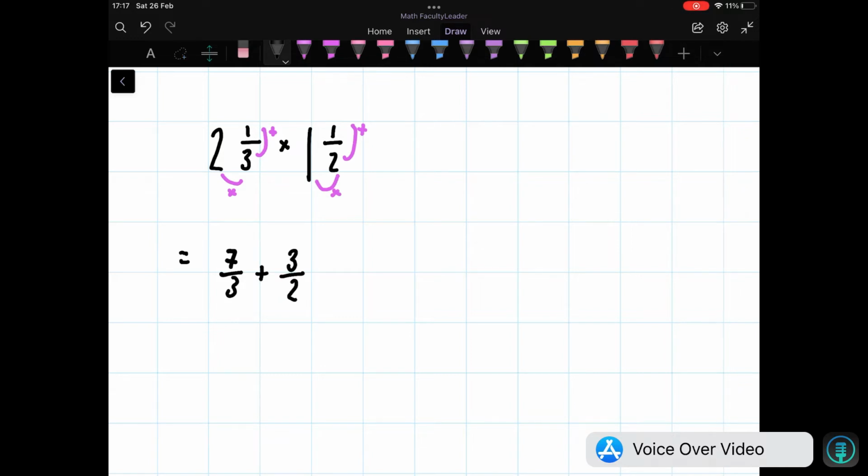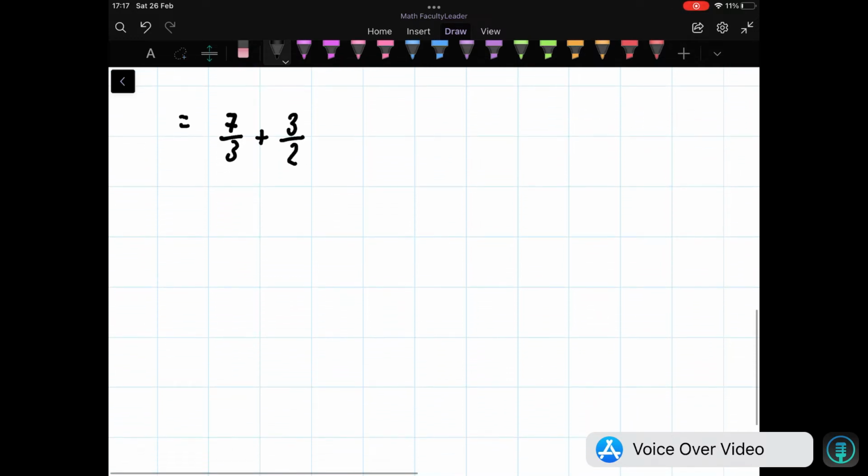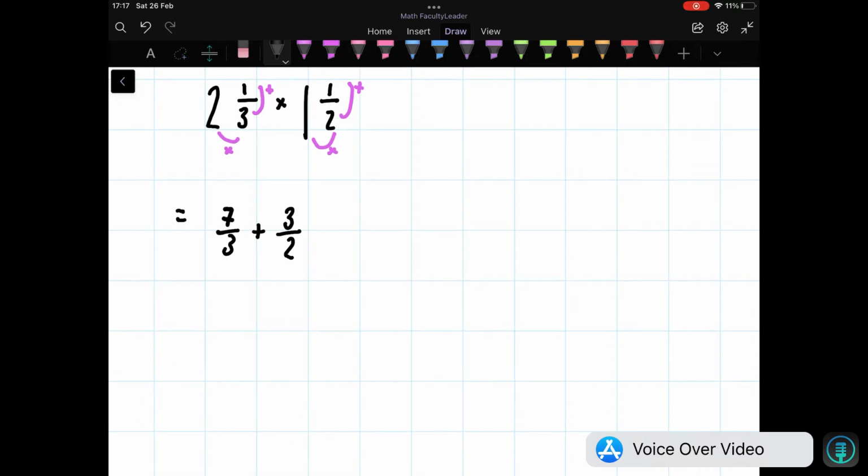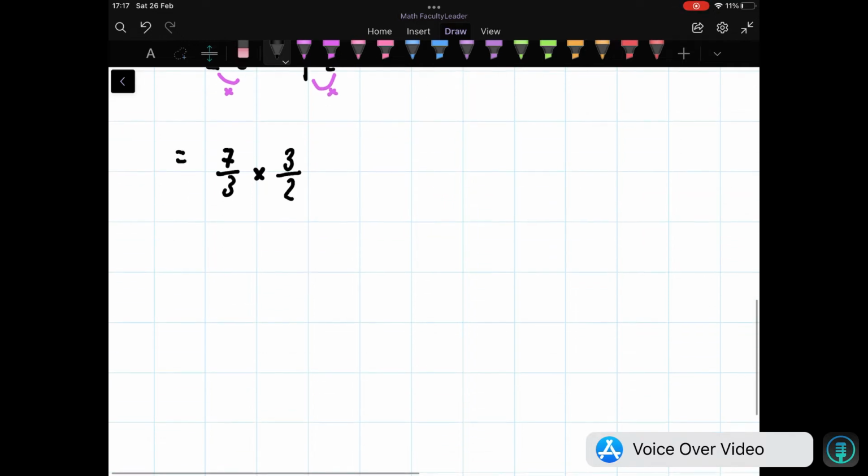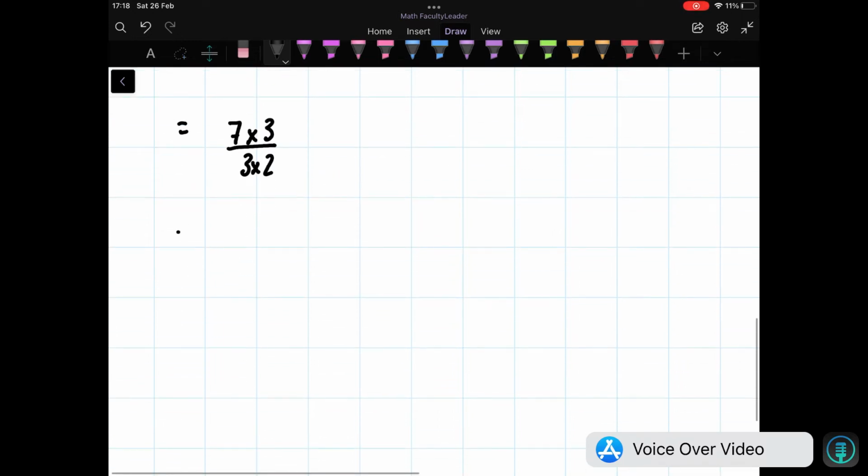This will give us 7 over 3 times 3 over 2. Now we can multiply the fractions as normal. We multiply the numerators together and the denominators together to give us 7 times 3 over 3 times 2. This gives us 21 over 6.